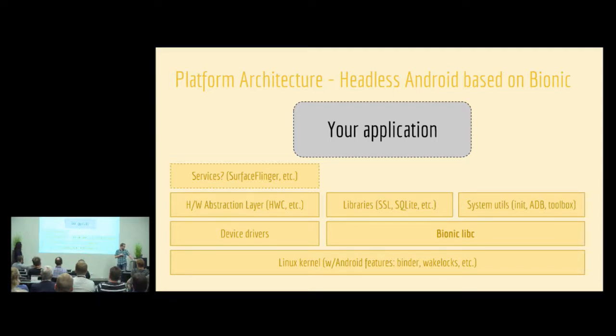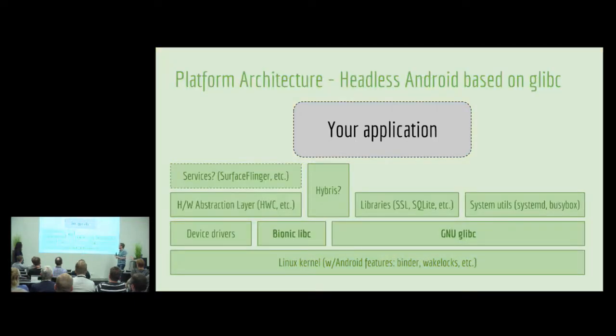So if that is not easy, and we'll get into some details why that might not be easy, you might want to go a step further away from Android to this thing. So here, we basically pull in glibc on the right side, and now we build our libraries and system utilities on top of glibc instead. And now you can use the regular embedded Linux system utilities that you might be used to beforehand, systemd, busybox, and so on.